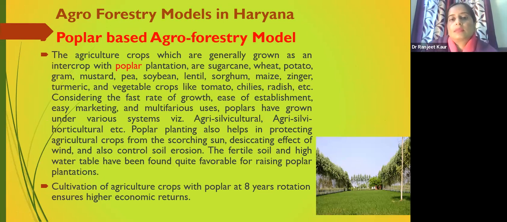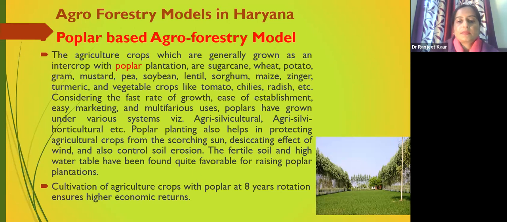Now to come up with some examples in Haryana, which models are used. Here, the people are economically quite rich using these agroforestry models. The first one is poplar based agroforestry models. The agriculture crops which are generally grown as intercrop with poplar plantation are sugarcane, wheat, potato, gram, mustard, soya bean, ginger, turmeric, etc. And vegetables like tomatoes, chili, radish are grown along with this poplar plantation.